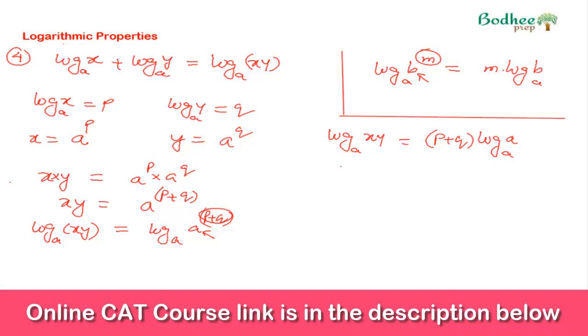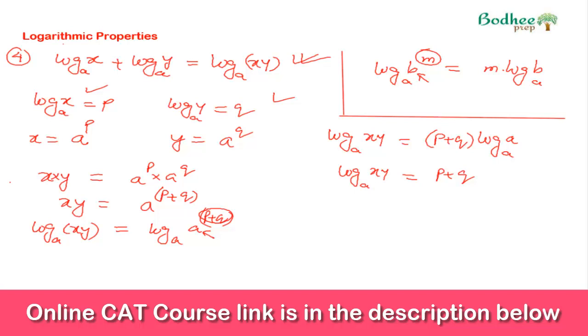So we can write that log of xy with base a is equal to what? p plus q. Again, we can substitute the value of p and q to be log of x and log of y respectively. So we'll be getting this property, that log of x plus log of y is always equal to log of x into y. Right? So this is the fourth property.